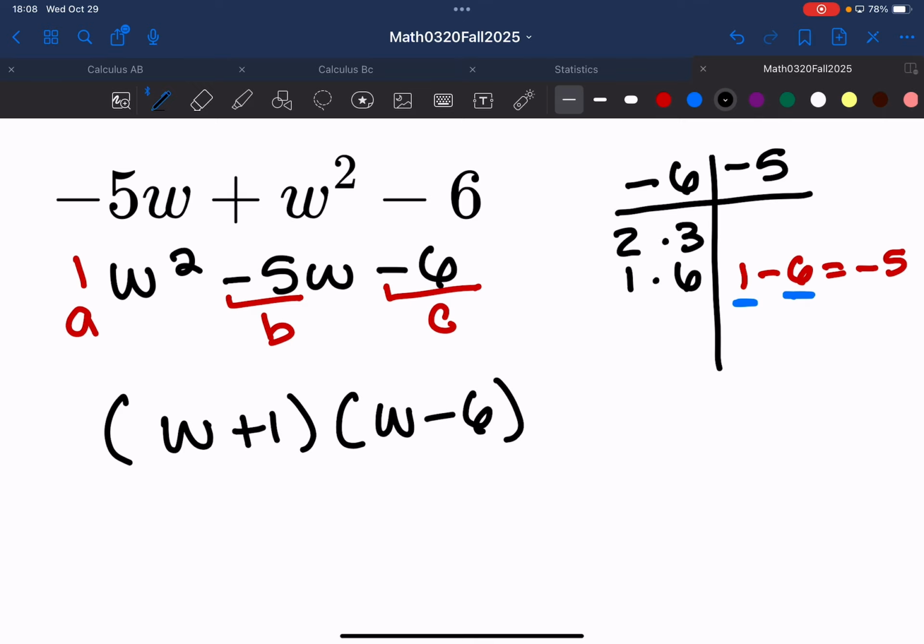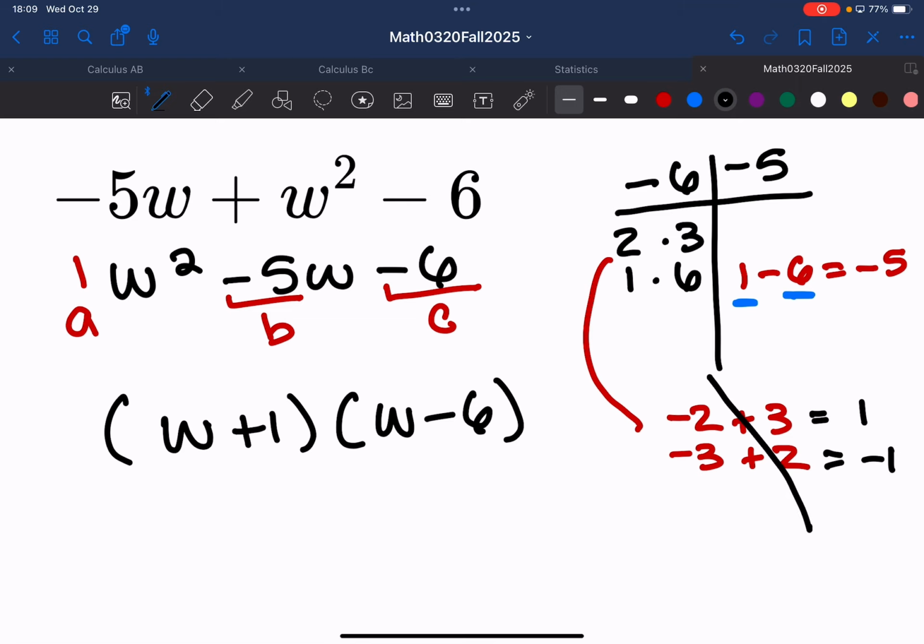Wait, why can't you do the 2 and the 3? So let's say we tried the 2 and the 3. In order to get a negative 6, one of them has to be negative. So I have to either do negative 2 plus 3 or negative 3 plus 2. And if I do that, you'll notice we'll get 1 or negative 1, which wouldn't work. It would be different if it was like a positive 6. Then you could use 2 and 3.